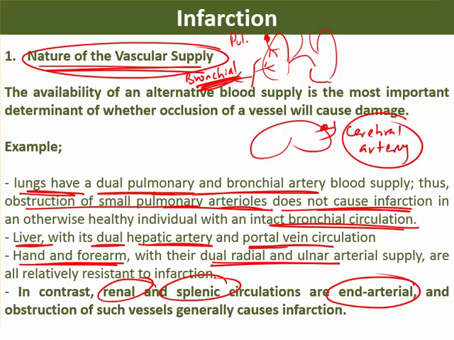So how to summarize this? Any organ which has two blood supplies survives more. Any organ which has a single blood supply, if that is blocked, will die. It's very simple, right? So it's logical. So the nature of blood supply determines whether they can go for infarction or not.